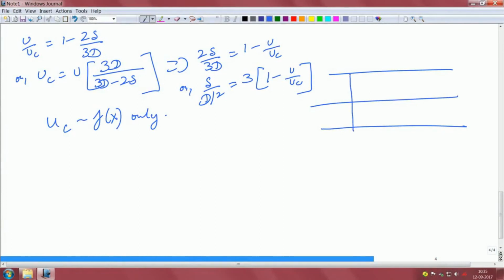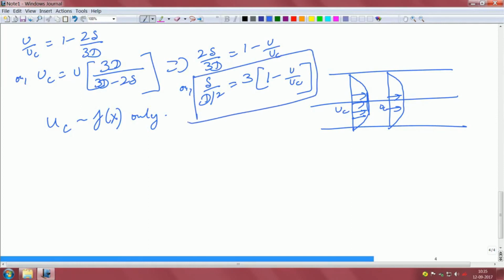If you recall the profile at any particular section, this is the straight part. This is what your uc is, the core velocity. That is not a function of y, but if you go to a different section, because the boundary layer will be like this, there won't be a sharp kink like that. So, there will be this uc and that uc is different. So, uc is a function of x, but it is not a function of y.